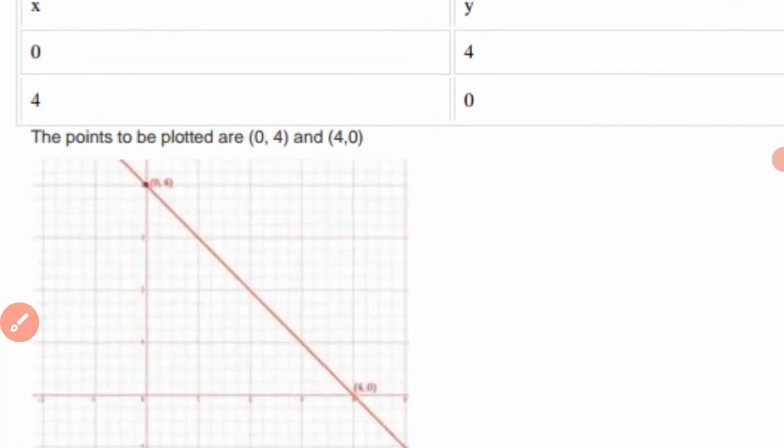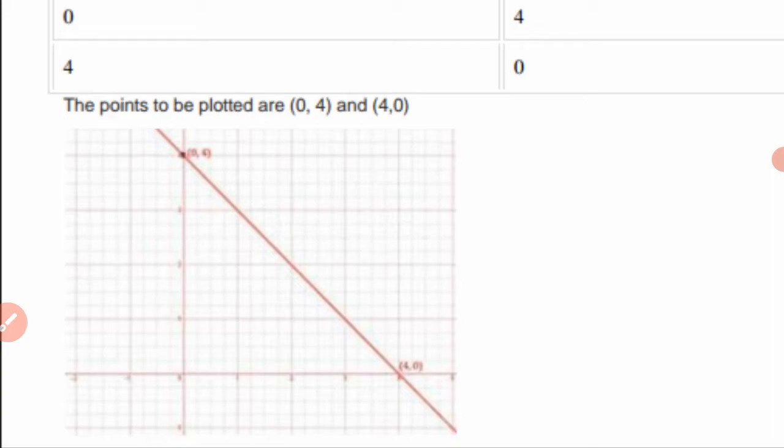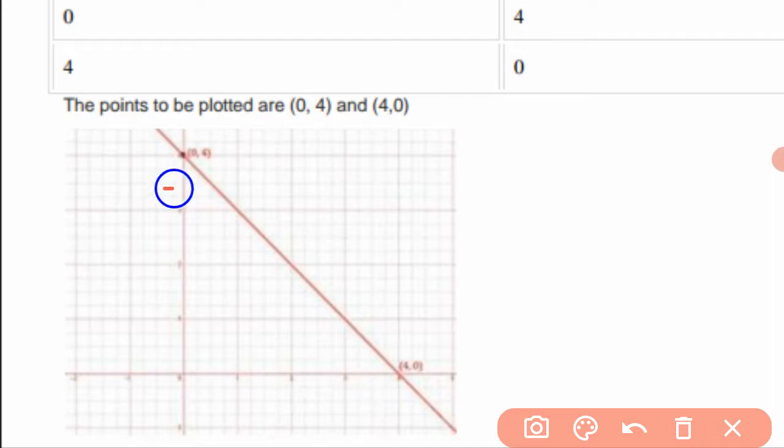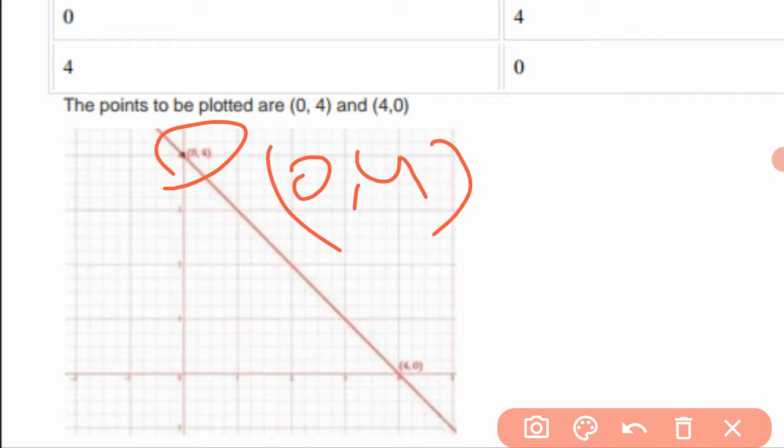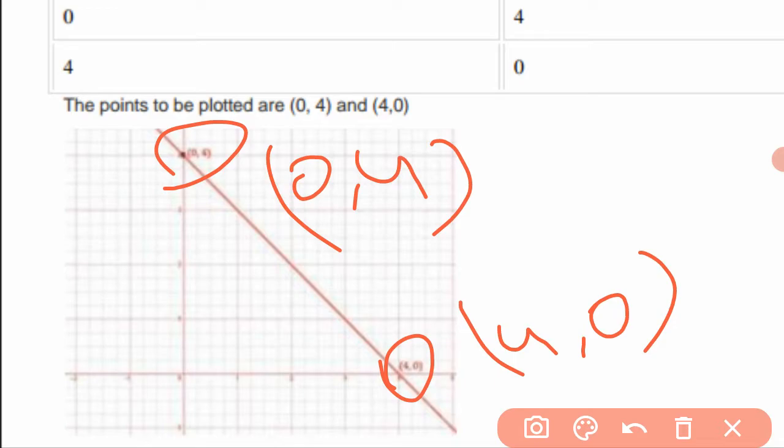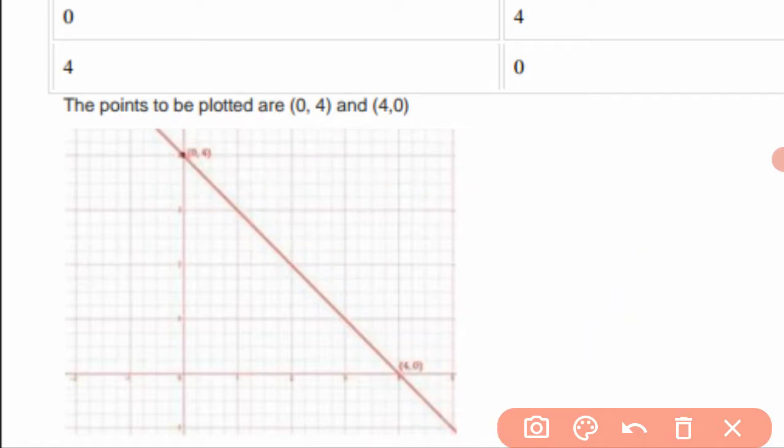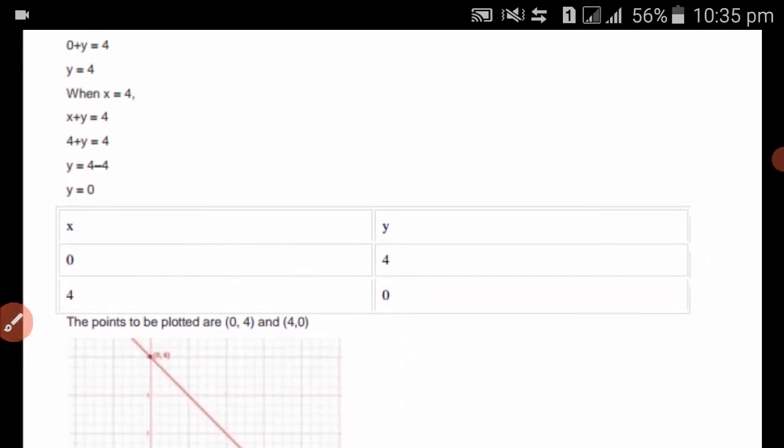With the help of these two solutions, on graph paper we have to represent this solution. So we will take equal distances here. By taking these equal distances, one point will be (0, 4), where x is 0 and y is 4, and this point is (4, 0), where x is 4 and y is 0. By making these points, we can join the line with the help of a scale. So here we can draw the given graph. So this can be the graphical representation of this equation.